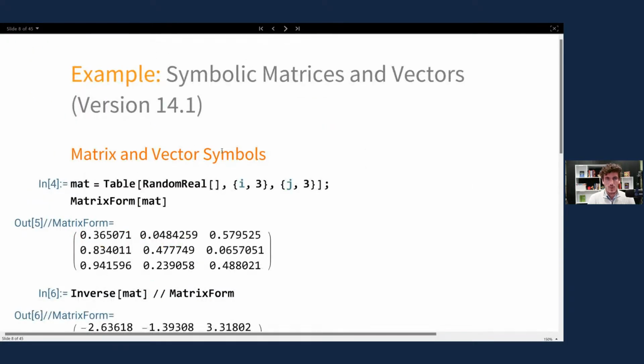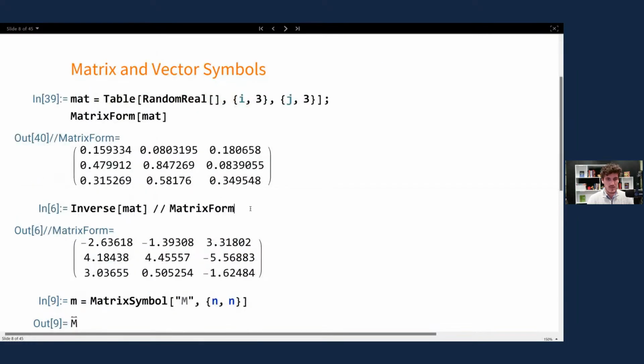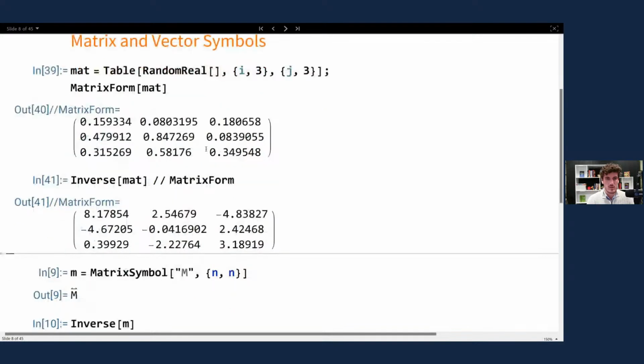Now, we've seen what's new in version 14. I actually added something that's new in version 14.1, which came out a couple of months ago. One of the things that came out in version 14.1 is symbolic treatment of matrices and vectors. The traditional way to define a matrix is that we have maybe this table of random real numbers that I can show you as a 3 by 3 matrix. And then I can maybe calculate the inverse of this if I want.